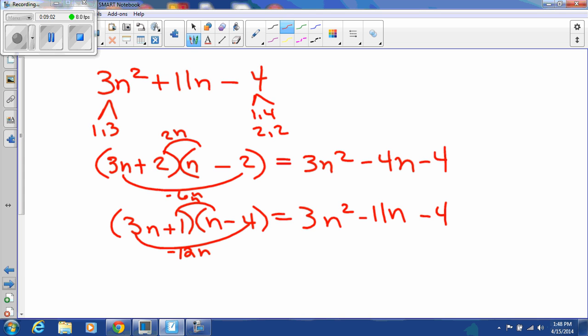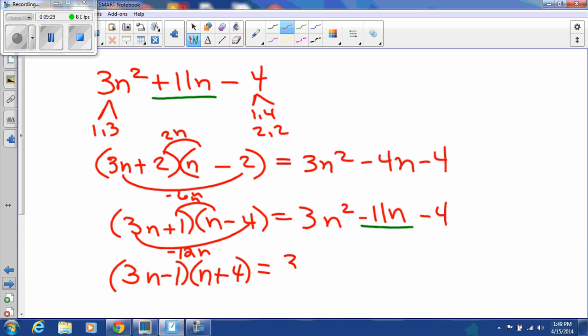Now, I am very close. You'll notice in the original problem, the middle term is positive. My middle term is negative. If you get to that point, all you have to do to get the correct answer is to switch the second term. So instead of 3n plus 1, I'm going to make that 3n minus 1. And instead of n minus 4, I'm going to make it n plus 4.